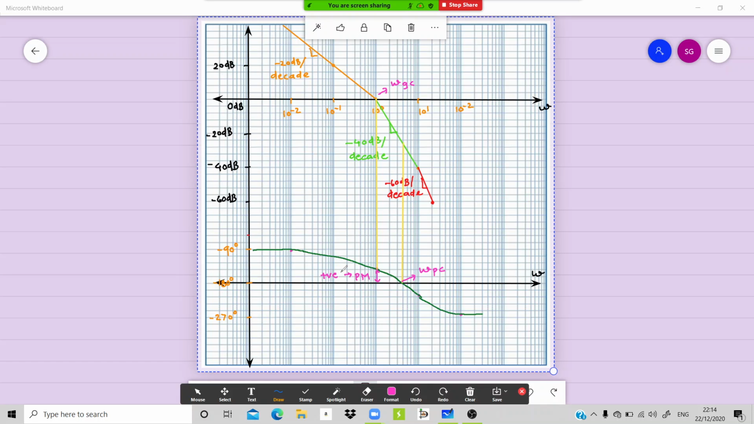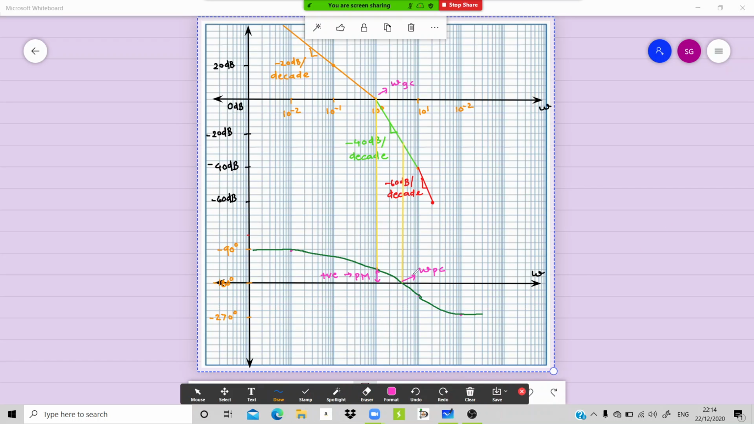That means your system is stable, correct? Because phi minus 180, and your phi is negative, so definitely you are going to, all these things we had seen in the last lecture. I don't think there is any need to explain all these things again.